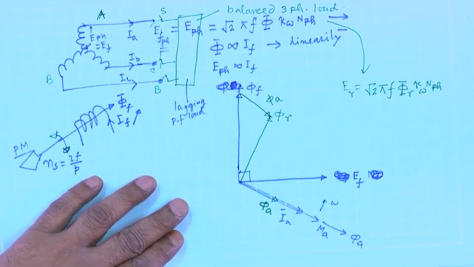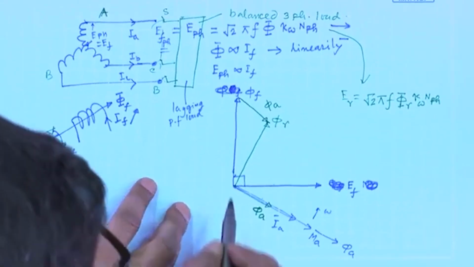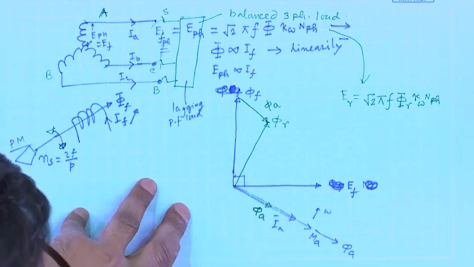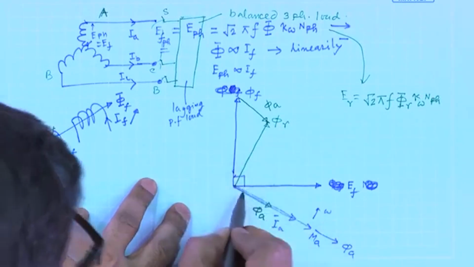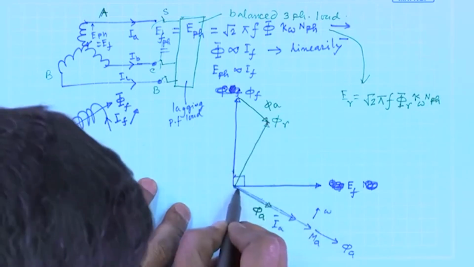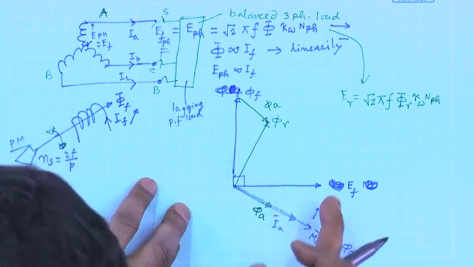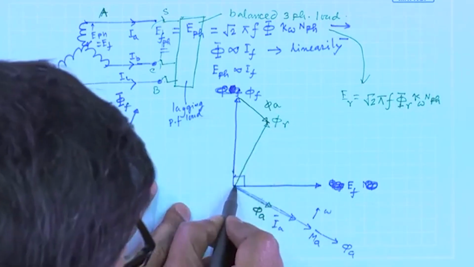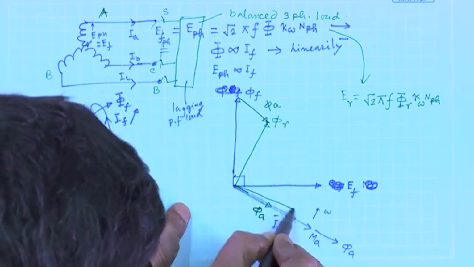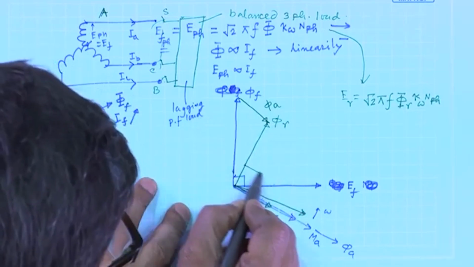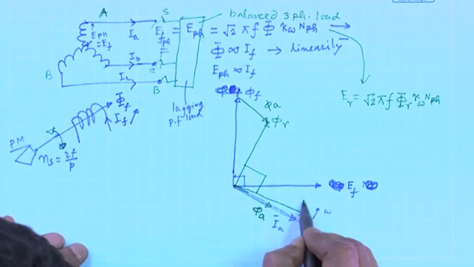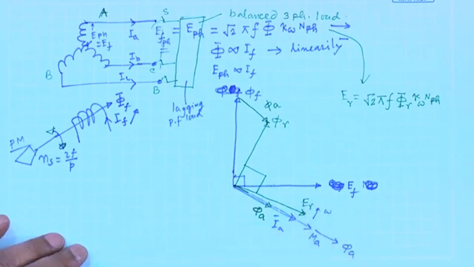It is like this. If that be the case, then where is ER? ER then should be 90 degrees behind phi R, as EF was 90 degrees behind phi F. It should be here, such that this angle is 90 degrees. It must be like this. This must be your resultant induced voltage now.